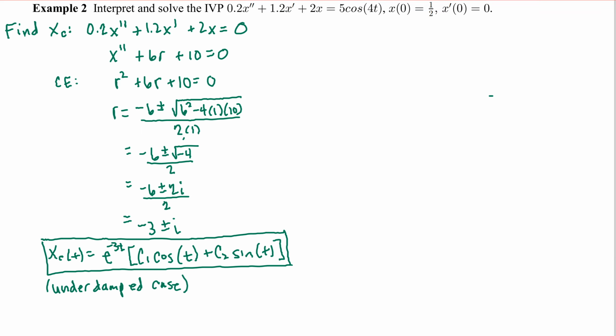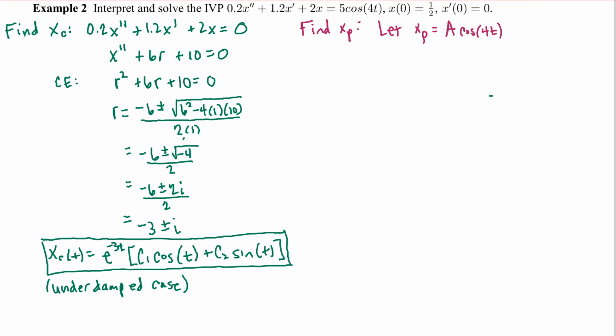I always think that's the most interesting case, so you knew I was going to pick an example with that, right? Let's go ahead and find our particular term x sub p. I'm going to use the method of undetermined coefficients. We're going to let x sub p match the nature of our non-homogeneous term, which is a cosine of 4t.